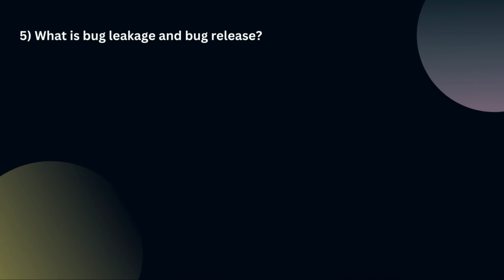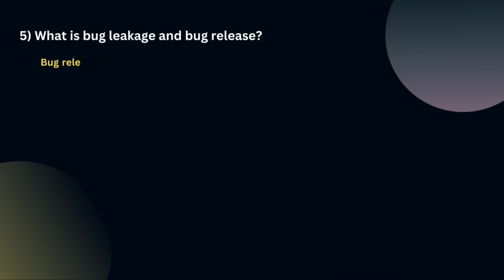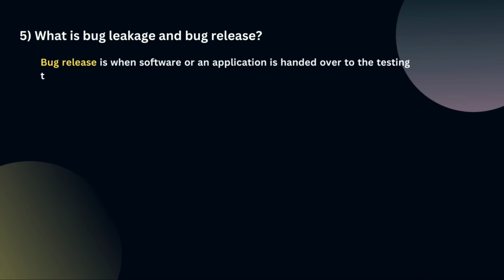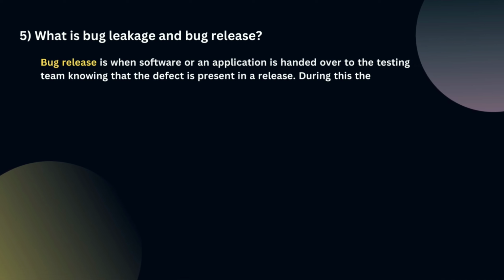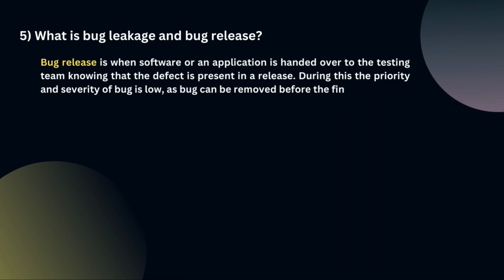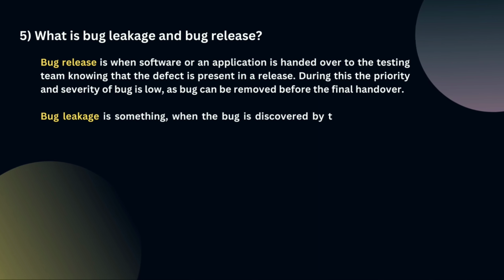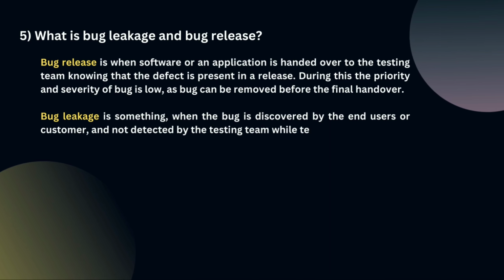5. What is bug leakage and bug release? Bug release is when software or an application is handed over to the testing team knowing that a defect is present in the release. During this, the priority and severity of the bug is low, as the bug can be removed before the final handover. Bug leakage is when the bug is discovered by the end users or customer and not detected by the testing team while testing the software.